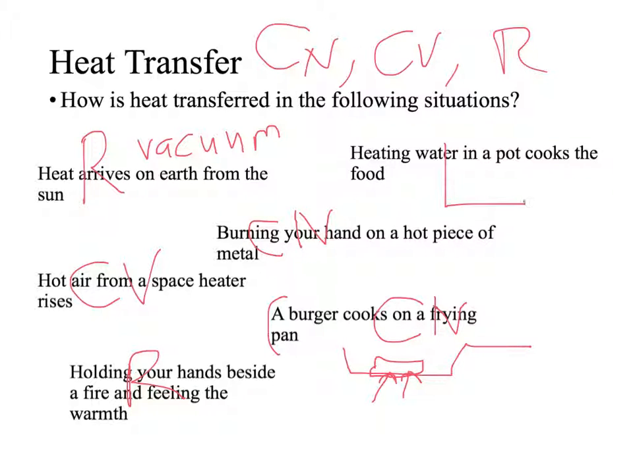And if I'm heating water in a pot, then what's going on with the water? The water is convecting. It's circulating around and carrying the heat physically from the bottom of the pot to the top. So this one is Cv, convection.